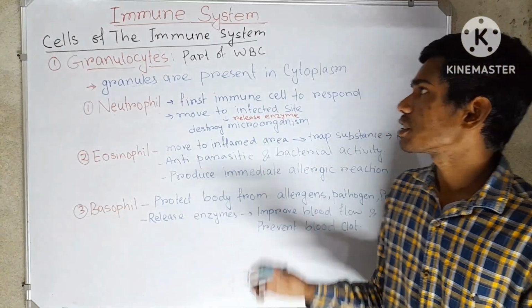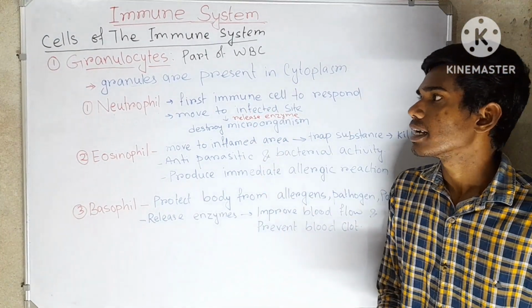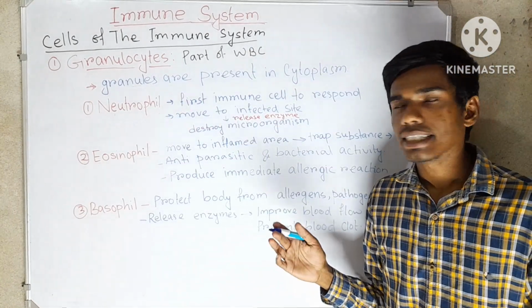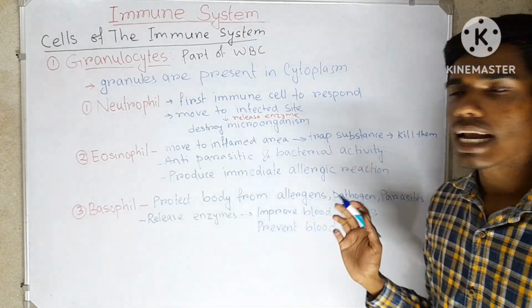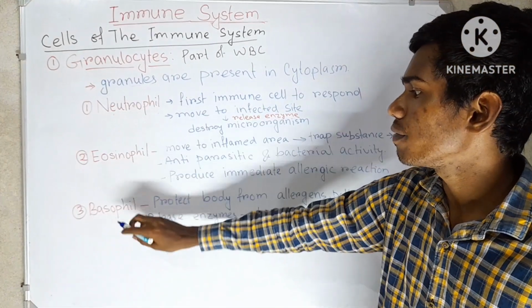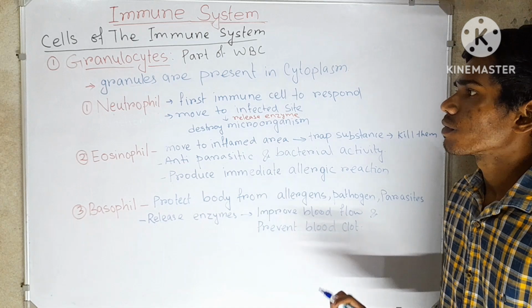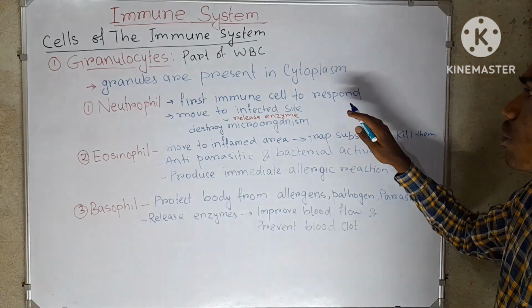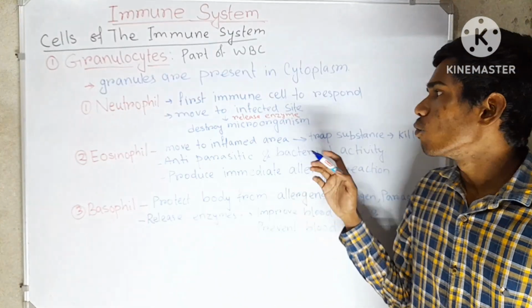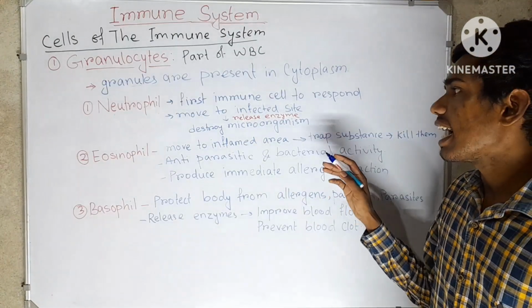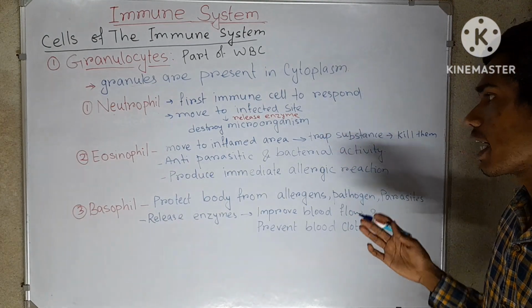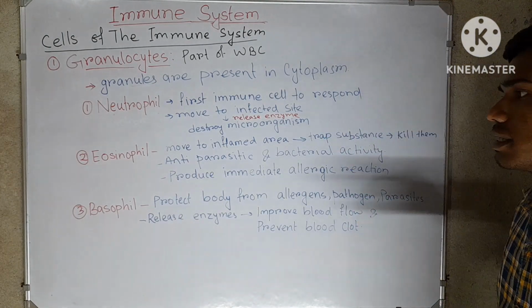Granulocytes are parts of white blood corpuscles. In their cytoplasm, granules are present, so these are known as granulocytes. There are mainly three types of granulocytes. These are neutrophil, eosinophil, and basophil. Neutrophils are the first immune cells to respond. Neutrophils move to the infected site and release enzymes which destroy or kill the microorganisms.